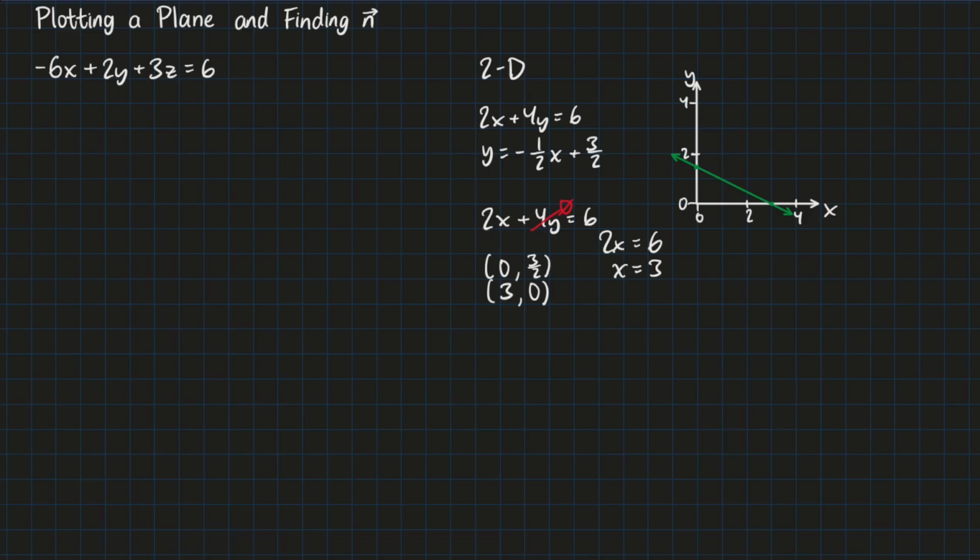So let's say there's another line that's perpendicular to this line. The slope of the green line is negative 1/2 because that's the number in front of the x. If you remember, we can get the slope of the line that's perpendicular to the green line by taking the negative reciprocal of negative 1/2. So the negative reciprocal of negative 1/2 is positive 2 over 1, or just positive 2.